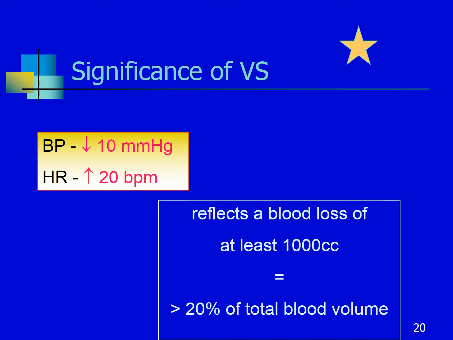And when BP drops by 10 and heart rate goes up by 20, it means that there's at least 1,000 cc's of blood that is being lost, which is equivalent to 20% of the total blood volume. That's a lot of volume that is lost, and so you see the difference. So if someone is losing 2,000 cc's, that's 40%. So it's important for us to address that.